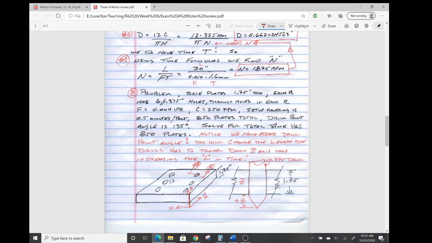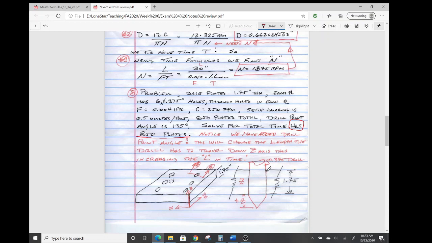And we're going to solve for the total time in hours. Hours, not minutes. And we know that the time formula gives it to us in minutes. All right. And we're going to do 850 plates. Now notice, we have added drill point angle. This will change the length the drill has to travel down the z-axis, thus increasing the L length in our time formula, right?